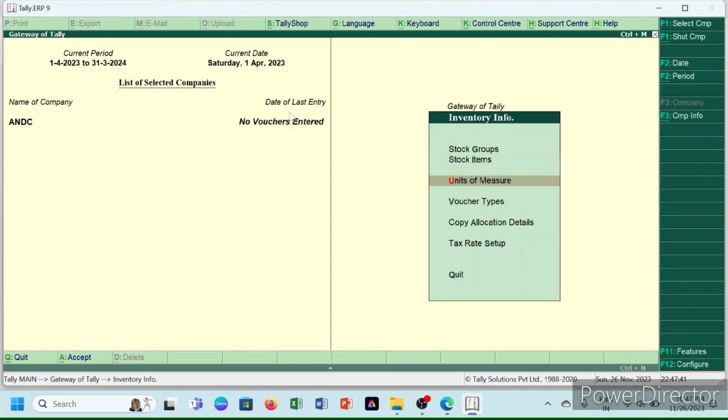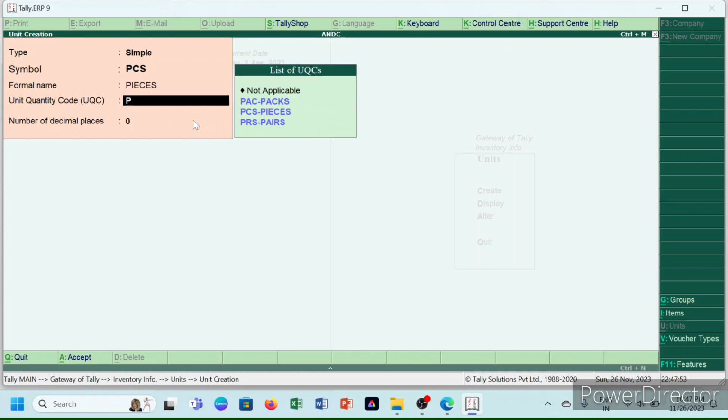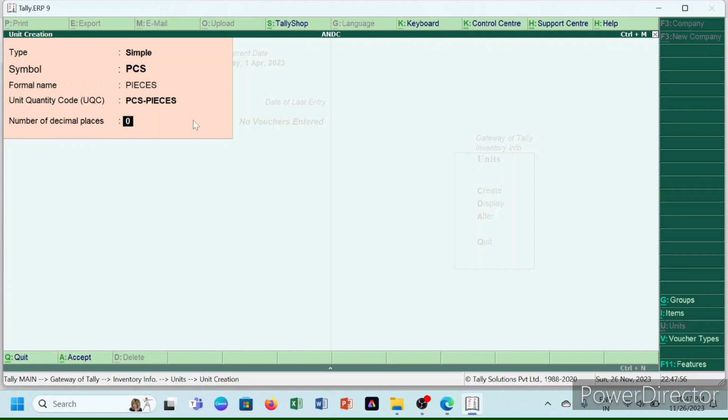Units of measure, press U, create. Since dresses will always be in the pieces, so symbol will be PCS, pieces. Unit will be pieces. Since it is in pieces, so there will be no decimal places.